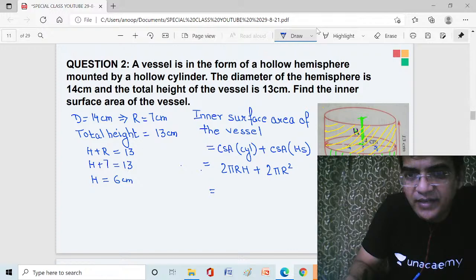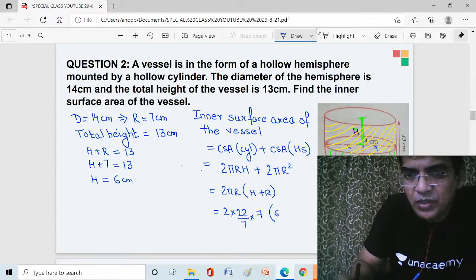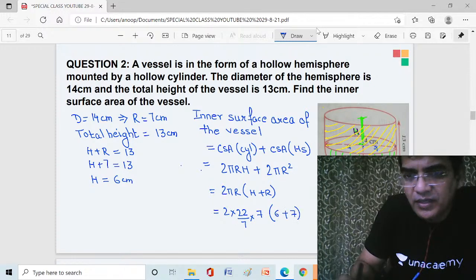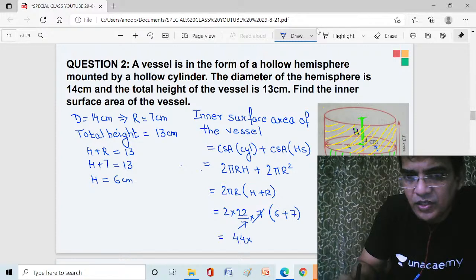Now let's substitute the values. After taking common, the calculation always becomes easy. Radius is 7, and within the bracket h plus r. So h plus r means the total height, so straight away you can write 13, or you can write it like this also. This 7 will cancel out over here. So you are getting 44, and within the bracket you are getting 13. Now let's multiply it. 13 into 4 will give us 52, carry over 5. 13 into 4 will give us 52 and 5, 57.